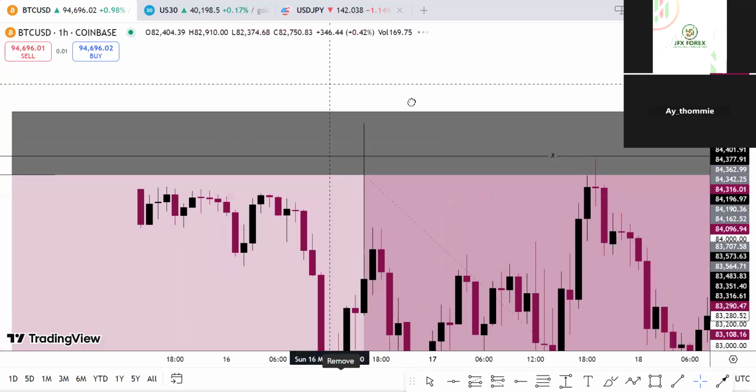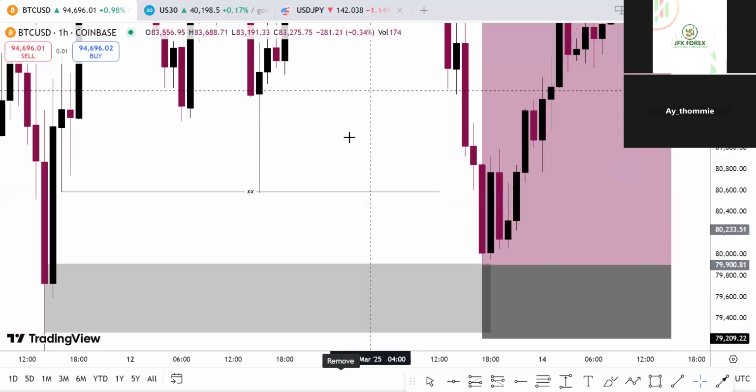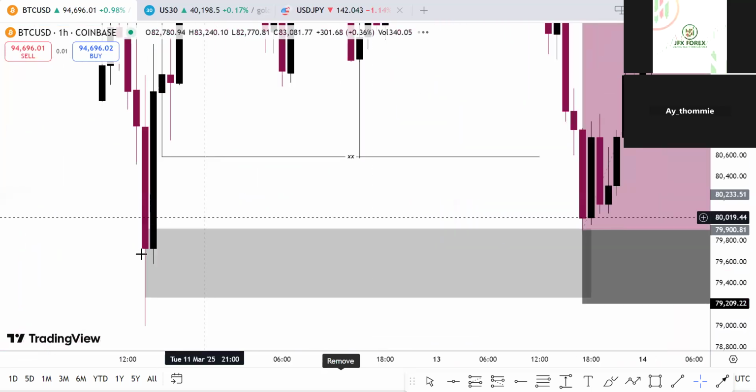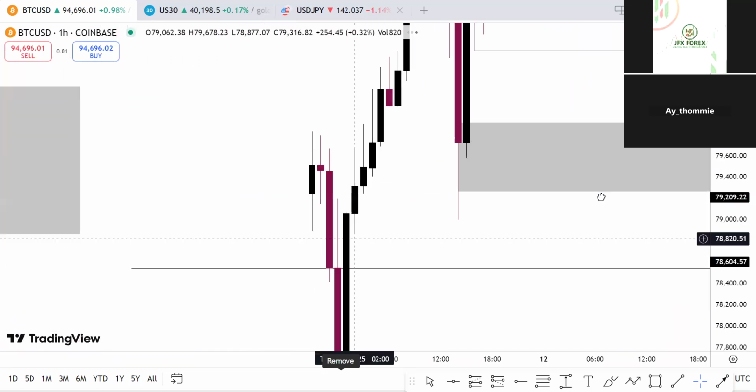So let me look for more examples. Let's see where the market has. Same thing as this on smaller time frame. That's done its thing.